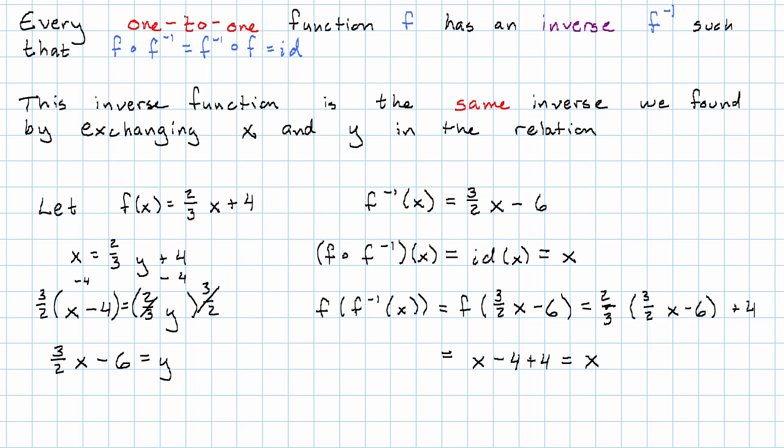Furthermore, our property here says that if we compose the other way, if we take f inverse composed with f of x, we should also get the identity at x, or just x. I'm going to have you try this one. Find the expression for f inverse composed with f of x, and confirm that you do indeed get just x back. Pause the video and try this now.